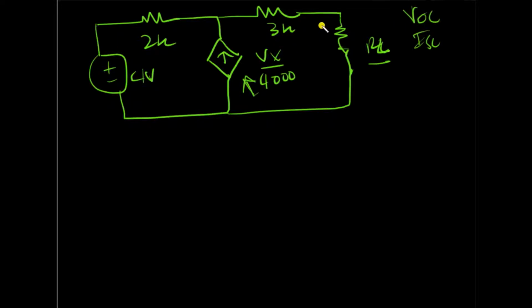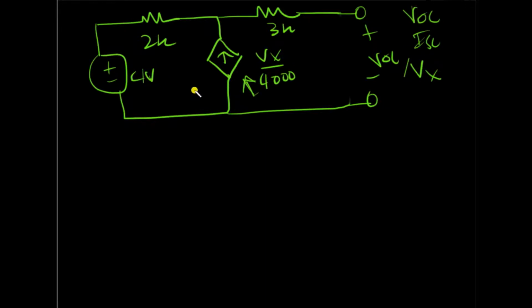By the way, this Vx is the voltage across this resistance. For finding VOC, you just need to open this terminal over here. So I just opened the terminal and I marked this voltage as VOC, and you need to remember that this is also Vx as shown in the previous depiction. So now we need to find this VOC.